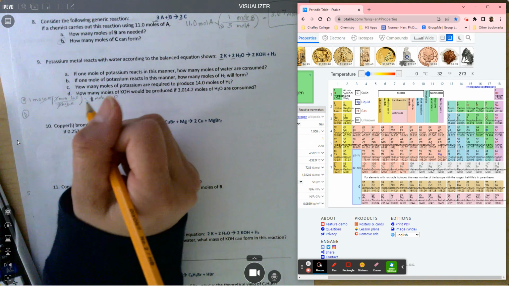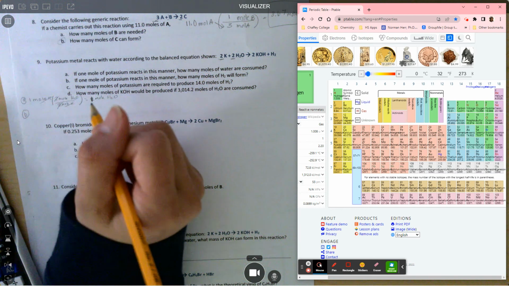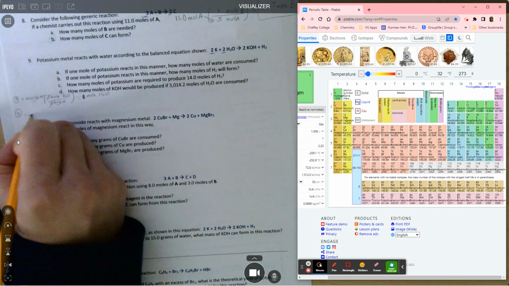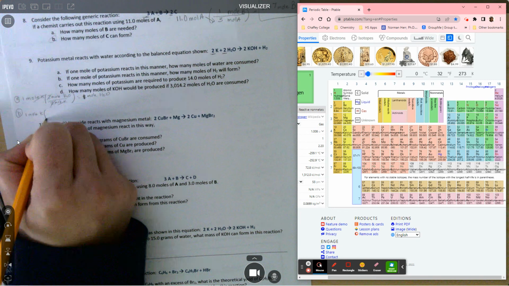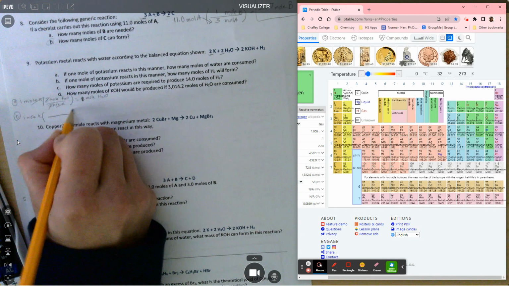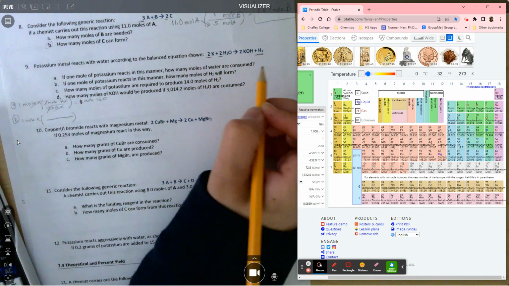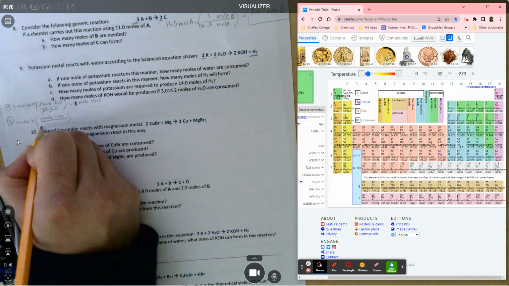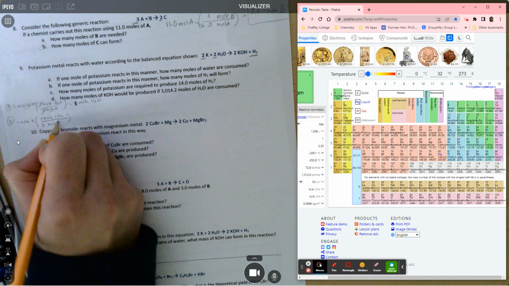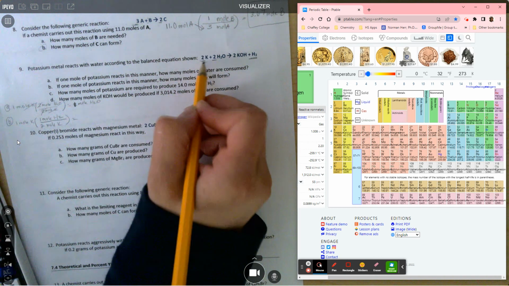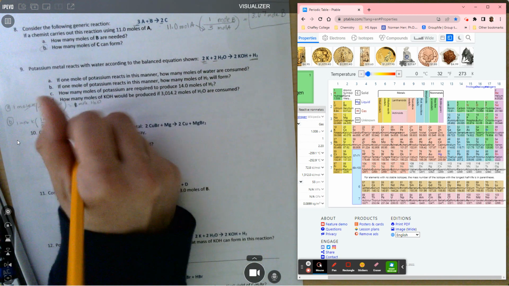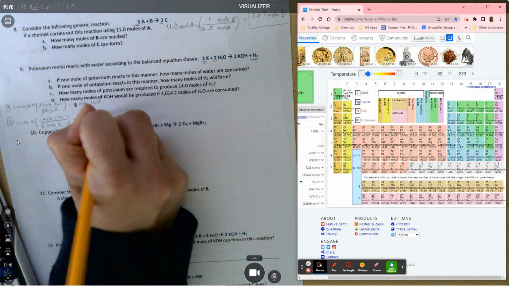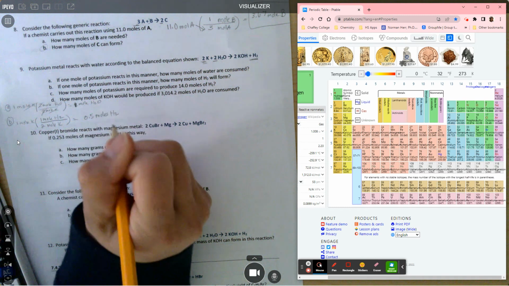All right. B, if 1 mole of potassium reacts in this manner, how many moles of H2 are going to form? Okay, so 1 mole of potassium, and now we're going to look for dihydrogen. It's right here. It has a 1 as a ratio, so 1 mole of hydrogen and 2 moles of potassium, because this still has not changed. We take our handy dandy calculator. Basically, it's just 1/2, which is the same as 0.5 moles of H2.